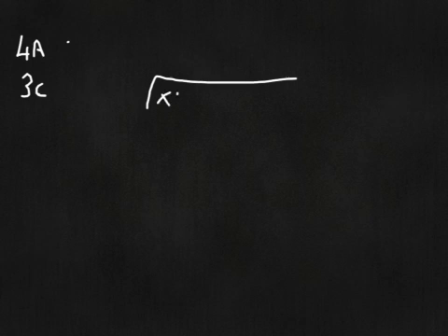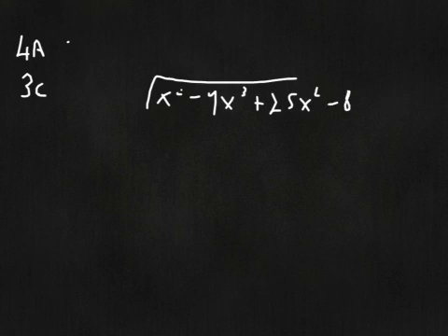Exercise 4A, number 3, part C. So this is a long division, and you have to divide into x to the 4 minus 9x cubed plus 25x squared minus 8x minus 2.